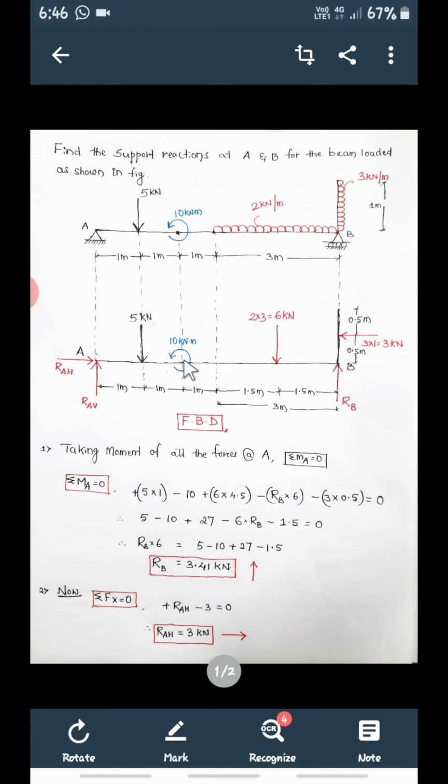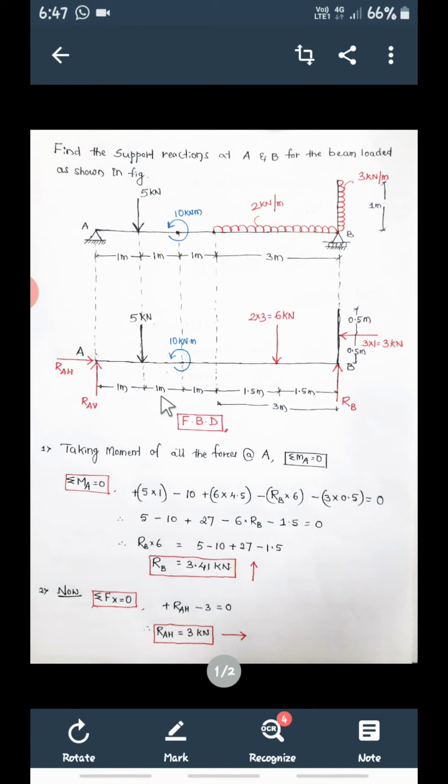Next, take this moment. It is already a moment, so don't multiply by distance now. You just have to see plus or minus. It is anti-clockwise moment, given as 10 kilonewton meter. So anti-clockwise means it is minus 10. Don't multiply this, because it is already a moment, but it is anti-clockwise, so it is minus 10. Next, take this 6 kilonewton point load. So what is the moment of this 6 kilonewton? 6 into the perpendicular distance between A and this 6.